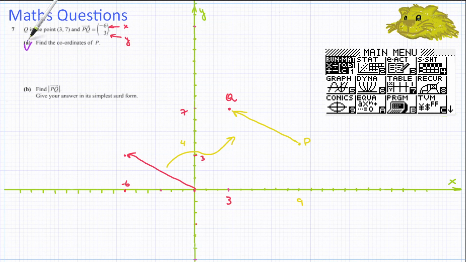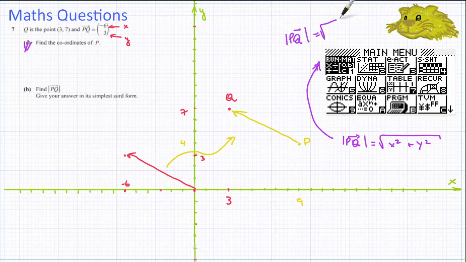So there we go. Letter B is asking us to find the magnitude of our vector. So, the magnitude of a vector in 2 dimensions is given by the root of its coordinates squared. If our vector was 3-dimensional, we would simply add the z coordinate.